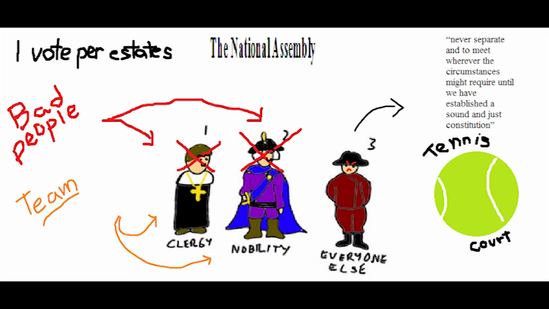Delegates of the third estate moved to an indoor tennis court as they were scared of the king finding out and dismissing them. Members of the National Assembly then swore an oath on the tennis court, in which they promised never to separate and to meet wherever circumstances might require, until they had established a sound and just constitution.